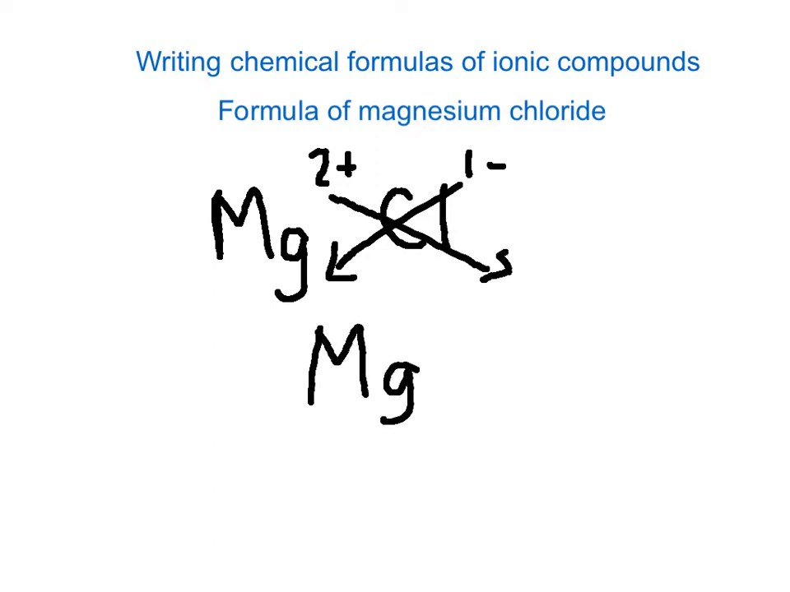Now this 1 should be coming down, but one of the rules is you never write a 1 in. It's understood if there's no subscript next to a symbol that there is one atom of that ion. But the 2 has to come down next to the chloride ion. So the formula for the compound magnesium chloride is MgCl2. Try not to put a gap between the Mg and the Cl. I've got a little bit of a space here, but you want to write those symbols together. So I'll show you another one.